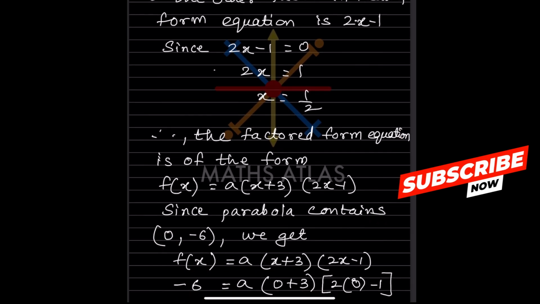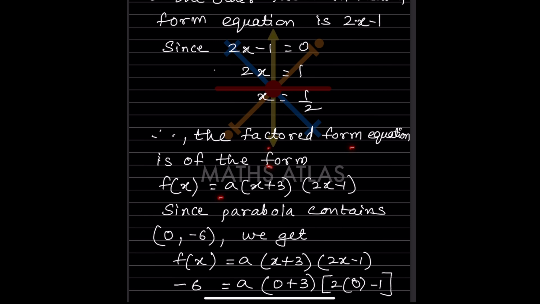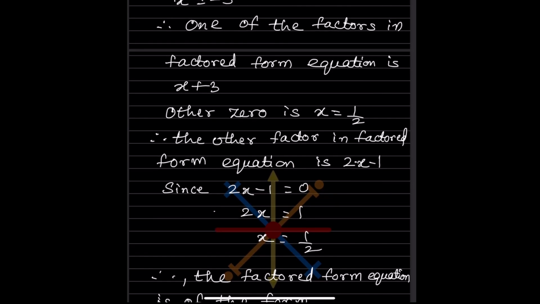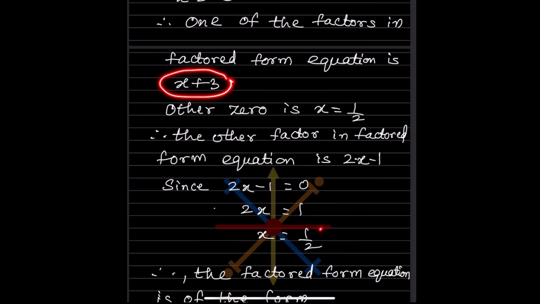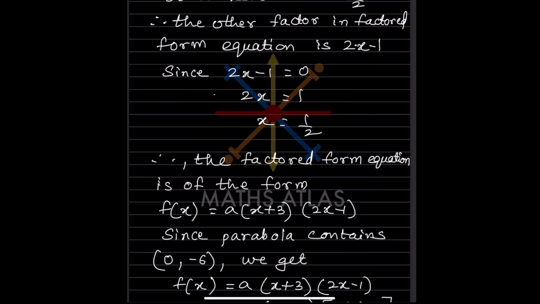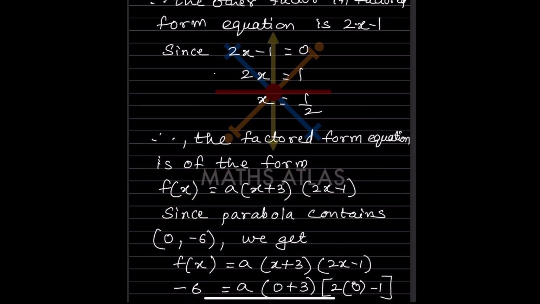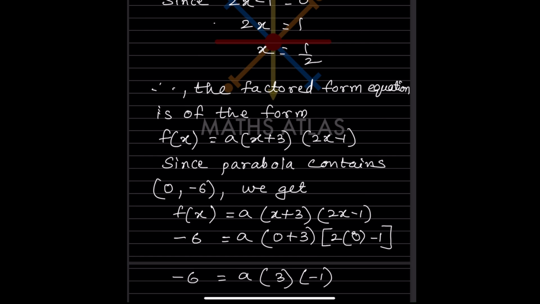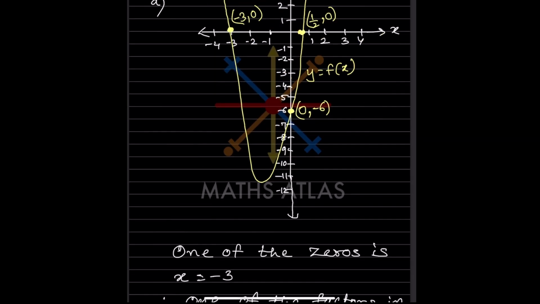So now therefore the factored form of the equation f of x is what? You know this one, that is a into, we got this as factored form x plus 3 and this we got as 2x minus 1. So we can write a into x plus 3 and 2x minus 1. This is how you have to write f of x. So now what we can see, since the parabola contains the point 0 and minus 6.